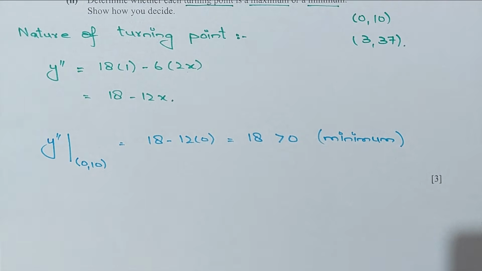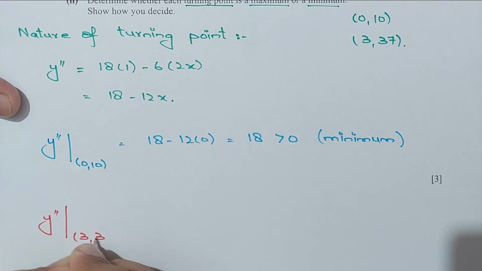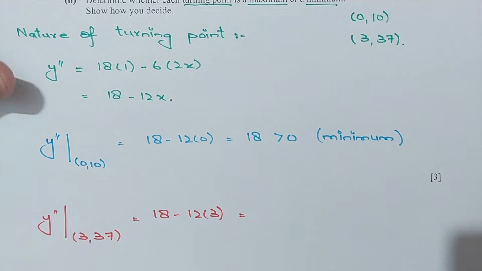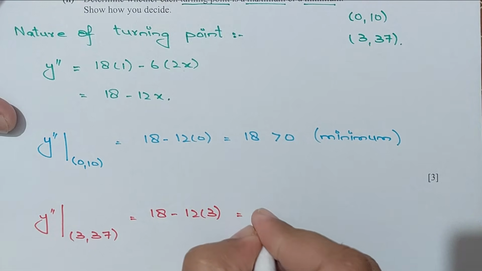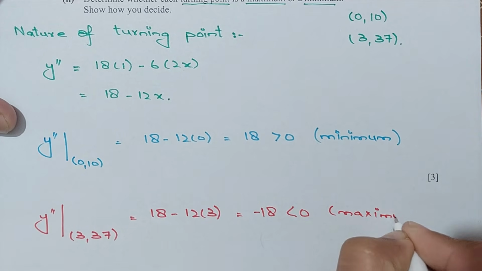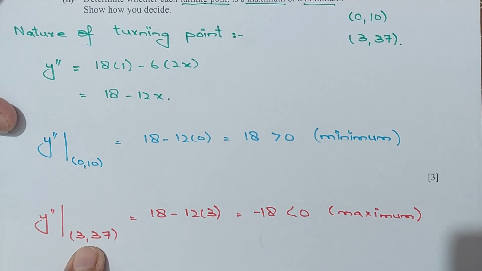Now the next step, you have to take the second derivative, put in the next turning point, 18 minus 12 into 3. Okay, this is 18 minus 12 times 3, negative 18. Negative 18, this is less than 0, so this is the maximum stationary point. So the minimum stationary point is 0, 10. Maximum stationary point is 3, 37. So these are the nature of the stationary points, or we can say the turning points.